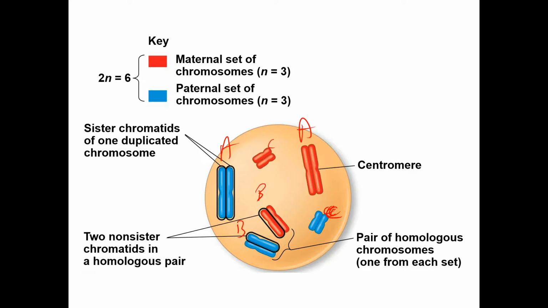So half of the complement comes from the mom, half the complement comes from the father. That's what I'm implying by homologous chromosomes: one set of chromosomes from the dad and one set of chromosomes from the mom are going to eventually pair up. Each chromosome pairs up with its homologous chromosome from the other parent.